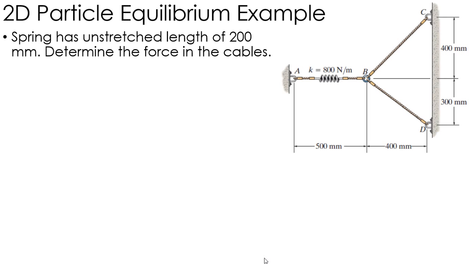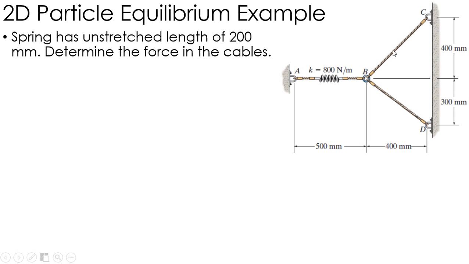All right, so here's an example of 2D particle equilibrium. I've got a spring that has an unstretched length of 200 millimeters. It's got a spring constant shown there, 800 newtons per meter. And then I've got all my dimensions on there. I want to find the force in each of these two cables.